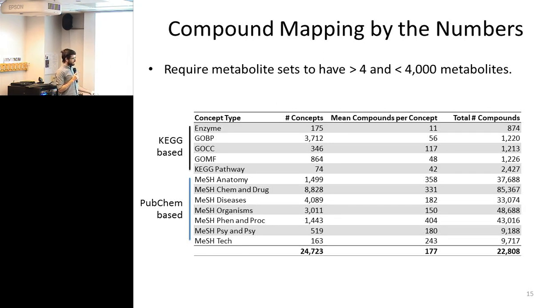This is a table that gives you a sense of how many concepts we have annotated per concept type, right? You'll immediately notice that the MeSH terms have a lot more concepts on average, and that they also tend to be much bigger. They have more compounds in them per concept than the GO terms or the KEGG or enzyme pathways do. Not only that, when we look at the MeSH terms, we annotate an order of magnitude more compounds to these biological functions than we do using GO or KEGG. So that's just something to keep in mind.